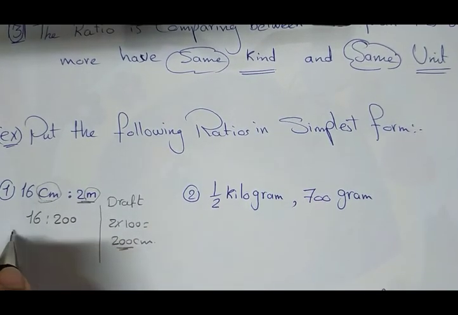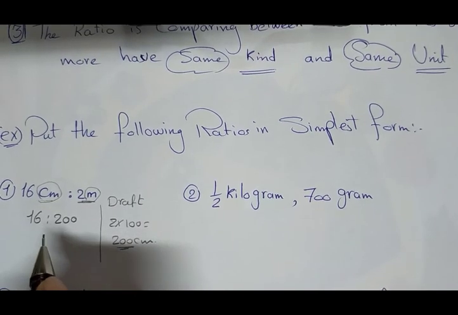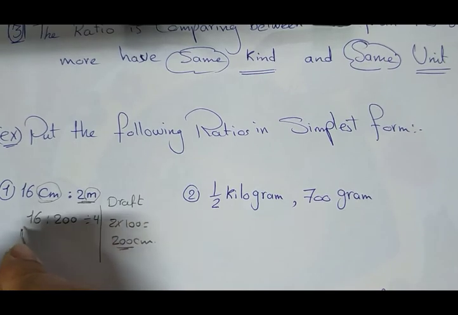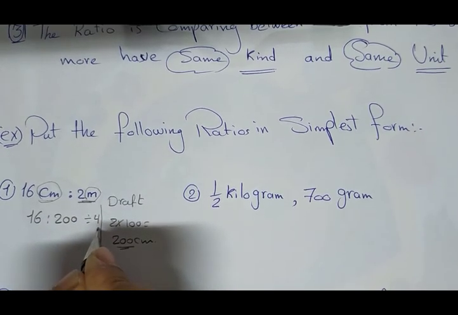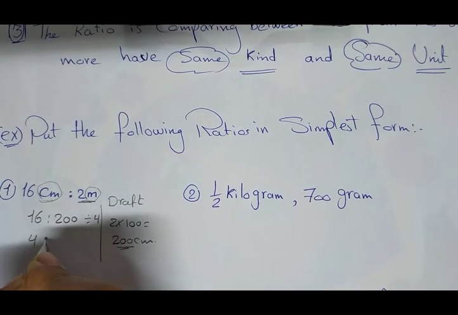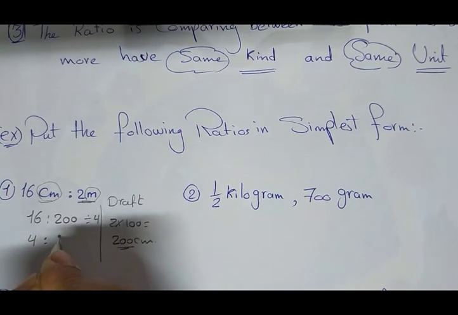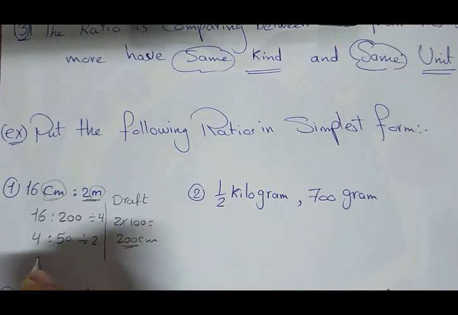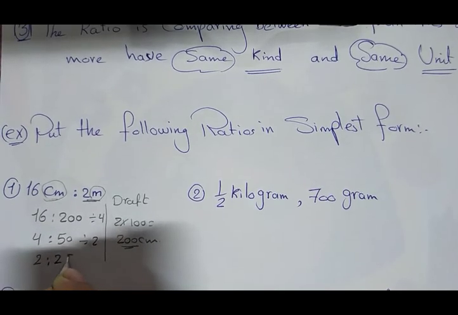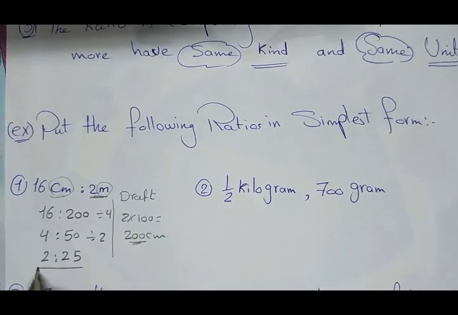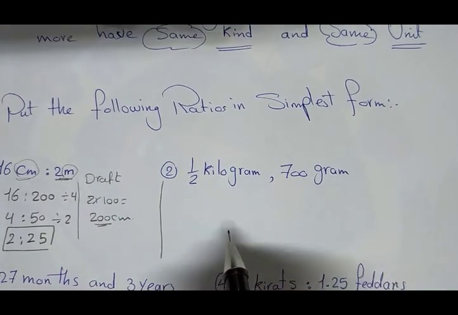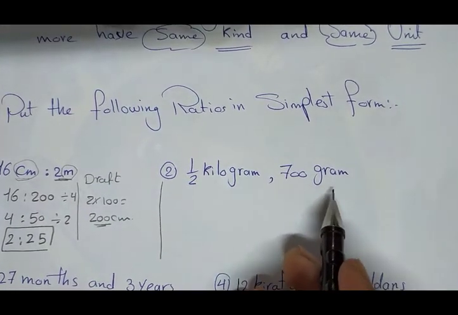This centimeter and this centimeter. Then do the simplification. Simplify by dividing by 4. 16 divided by 4 is 4. 200 divided by 4 is 50. It can be simplified by dividing by 2, 2, and by 2, 25. This is the simplest form. Next example, half kilogram and 700 gram.